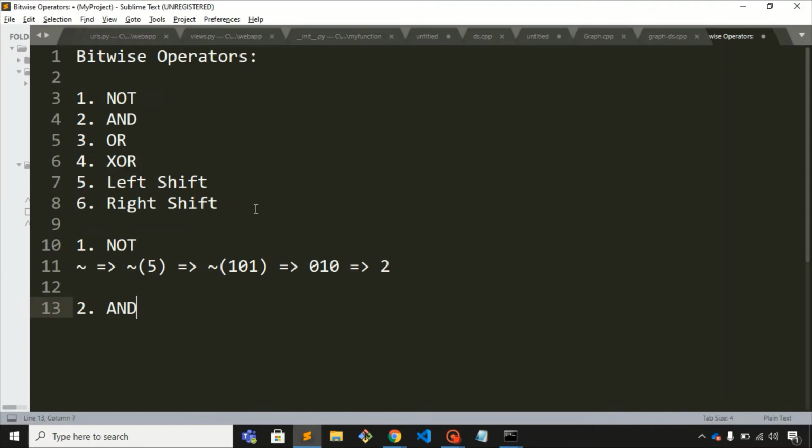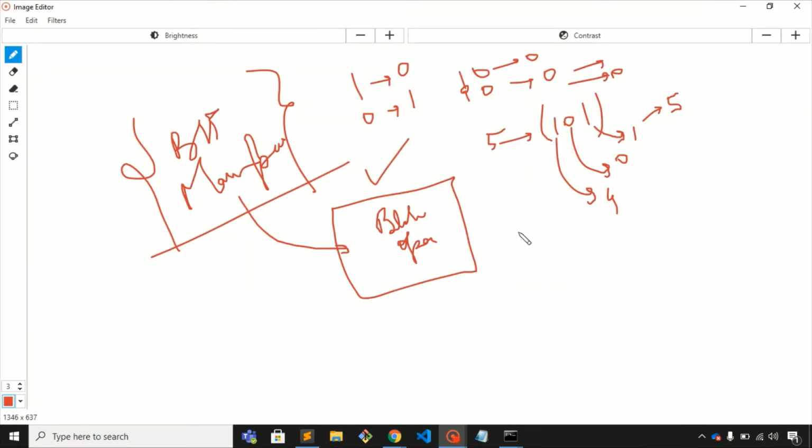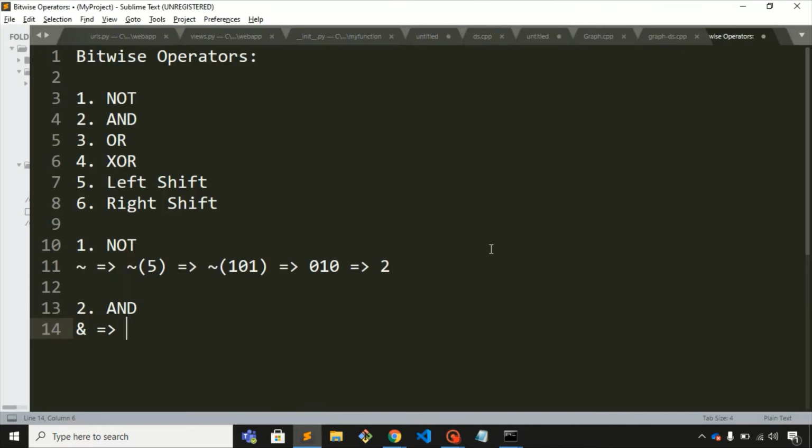AND is represented as a single ampersand, and if I take the bitwise AND of two numbers, let's say 4 and 1, the binary of 4 is 100 and the binary of 1 is 001. If I take the bitwise AND of these two numbers, the result will be 000, and that is equal to 0. So this is about bitwise AND.